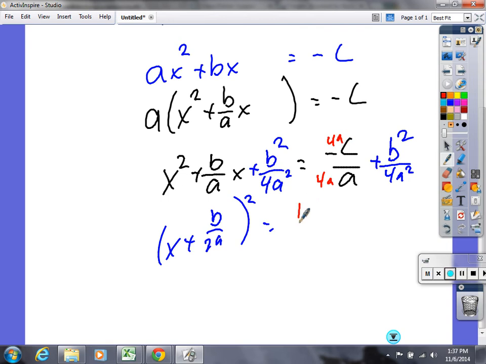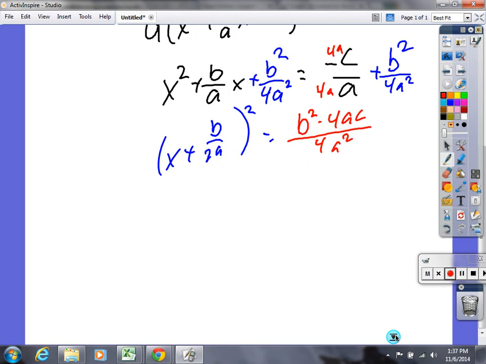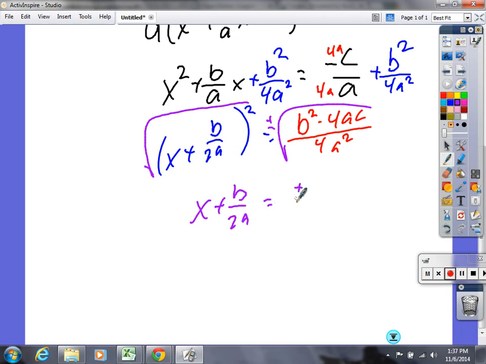That becomes b squared minus 4ac all over 4a squared, because I got a common denominator. So then, I want to solve for x, because once again, I wanted a way that got me to solve for x every time. So I just take the square root. When I take the square root, I have to do plus or minus, don't I? So now I'm at x plus b over 2a equals plus or minus the square root of b squared minus 4ac over 2a.